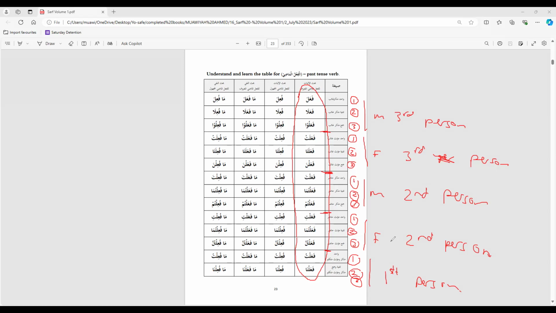فعل فعلا فعلوا فعلت فعلتا فعلنا فعلت فعلتما فعلتم فعلتي فعلتما فعلتن فعلت فعلنا.